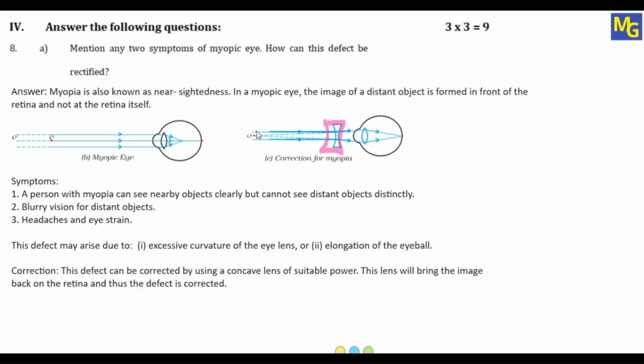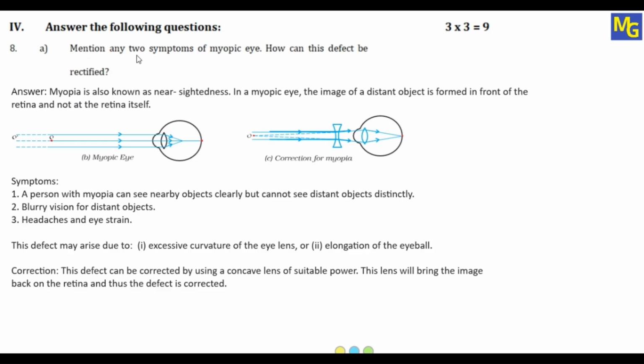So here what happens, when the light rays fall on this concave lens, first they will get diverged. They will go far. And after getting diverged, now they will come and fall on the eye lens. And after refraction, the image will correctly fall on the retina, which can be detected by the optic nerve. And like this, we can correct the myopia defect or the myopic eye.